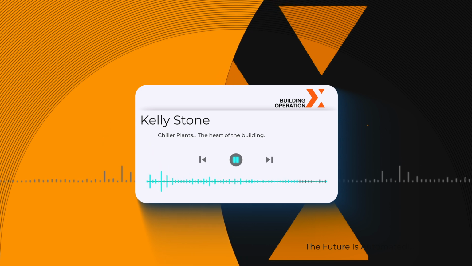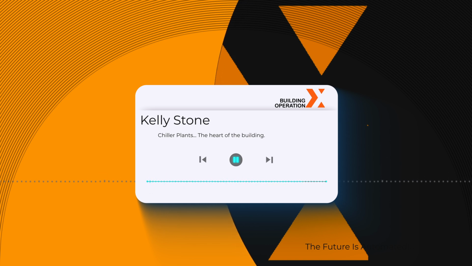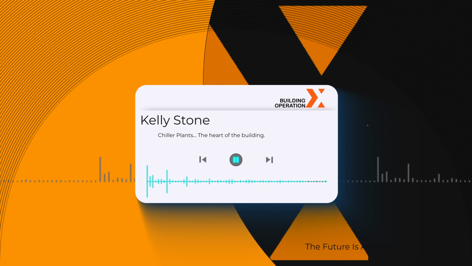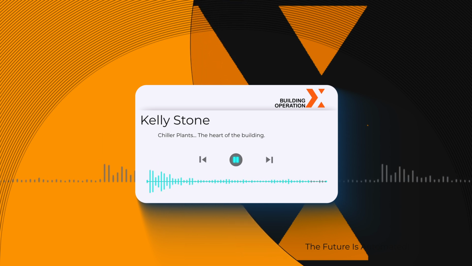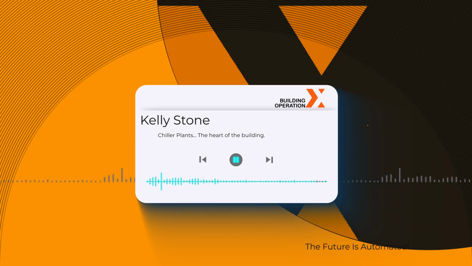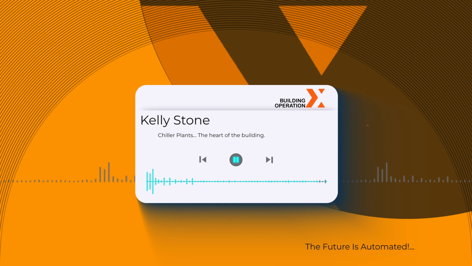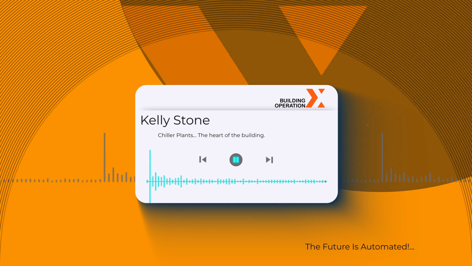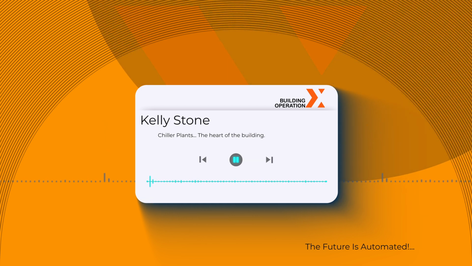Like, for example, if we make a change to the chiller that saves energy, but it causes a pump to work harder, we might end up losing those gains. Oh, so it's all about finding that sweet spot for optimal performance across the entire system. It is all about the sweet spot.